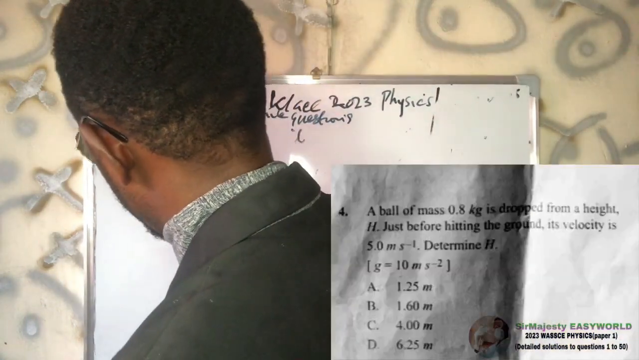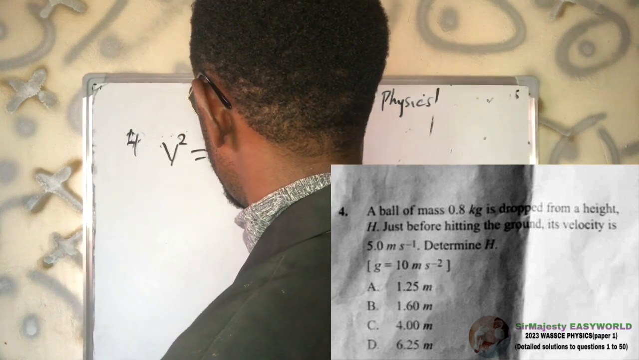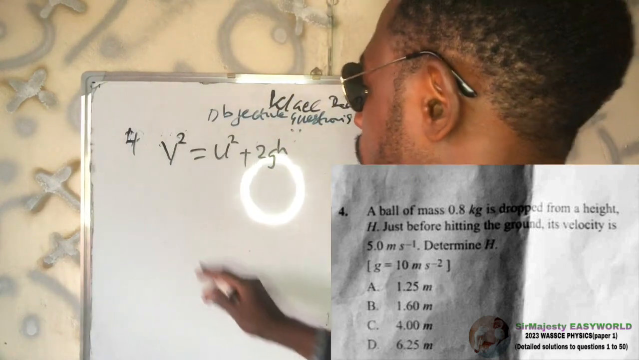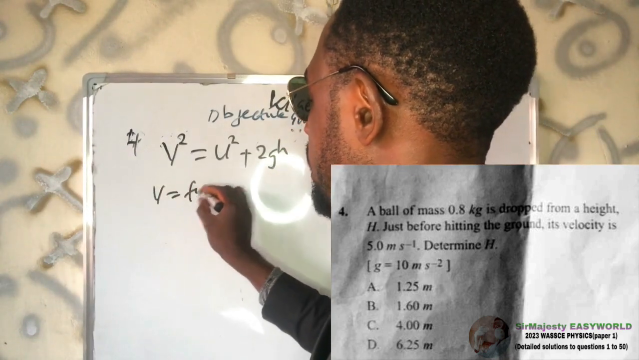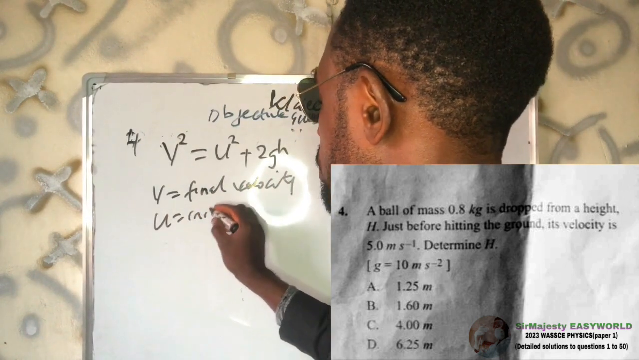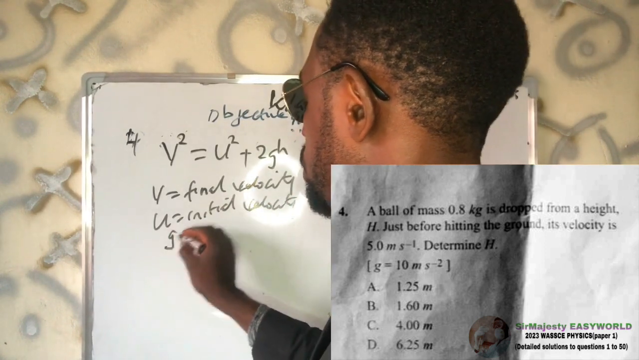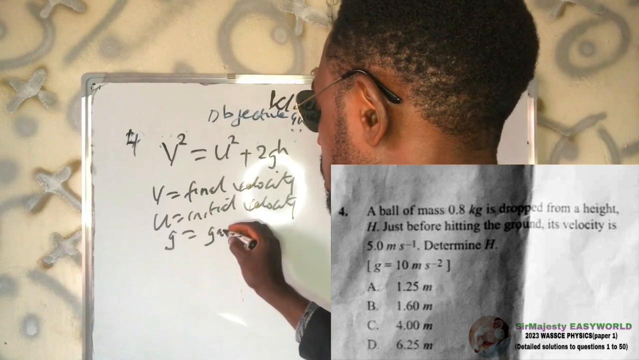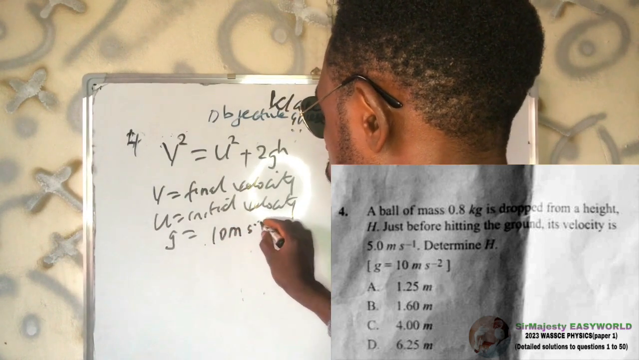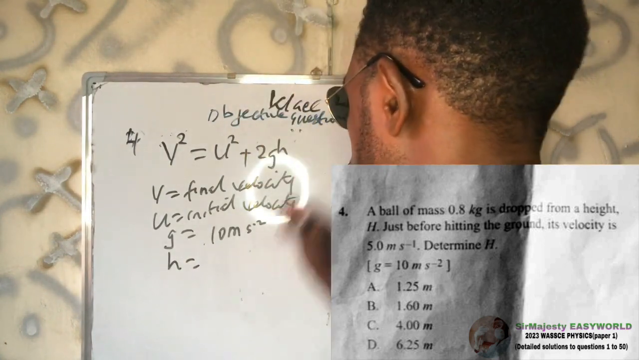We are going to apply the formula v squared equals u squared plus 2gh. In this case, v is our final velocity, while u is our initial velocity. Then g is the acceleration due to gravity, which is already 10 meters per second squared. Then h is what we are calculating for, because that's what they told us to determine.